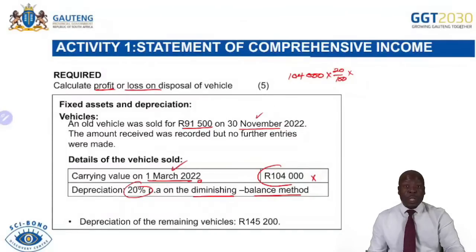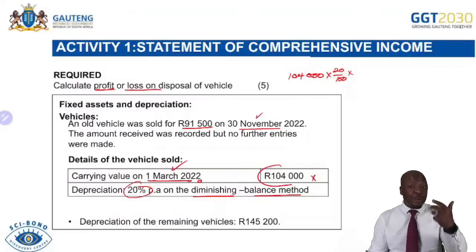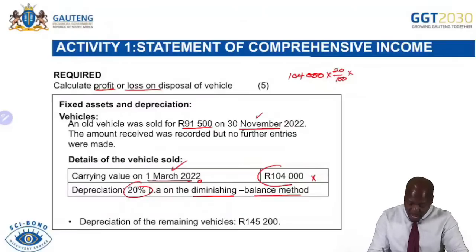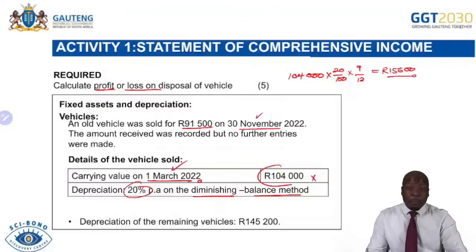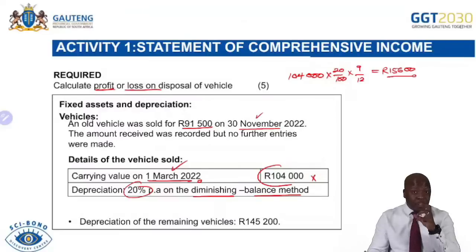November. So you need to use your fingers here. Don't assume it's 6 months. Don't assume it's 7. Literally count. And when you have done that, you will realize that we have 9 over 12. This will give us depreciation, which is 15,600. This is the depreciation of this asset in this year of sale.